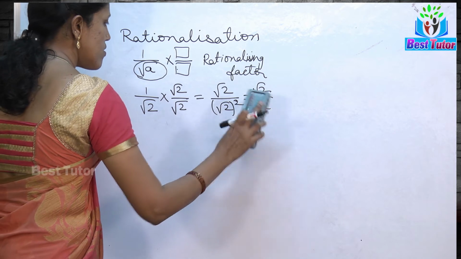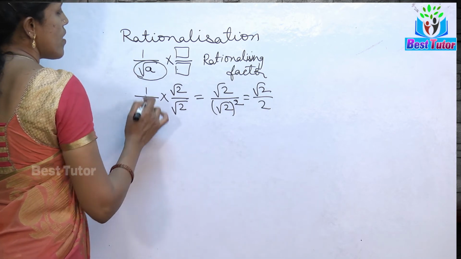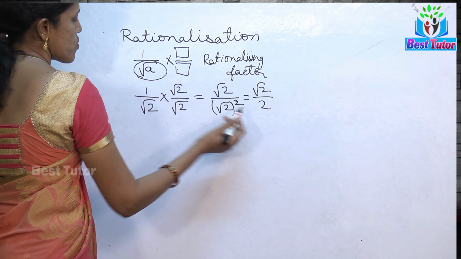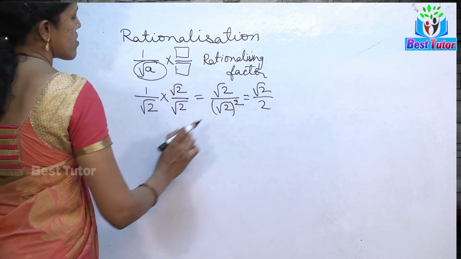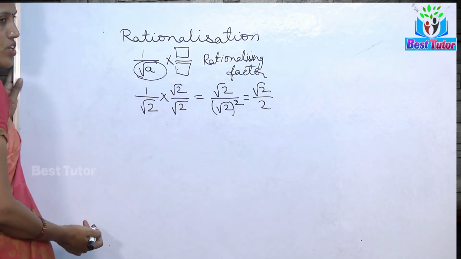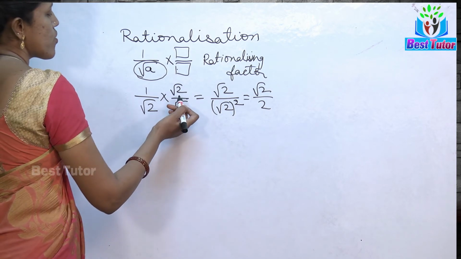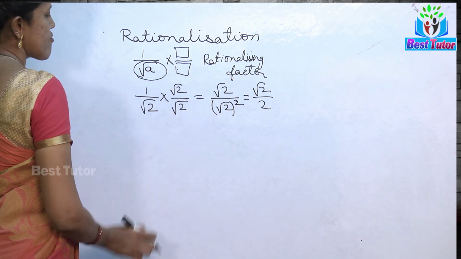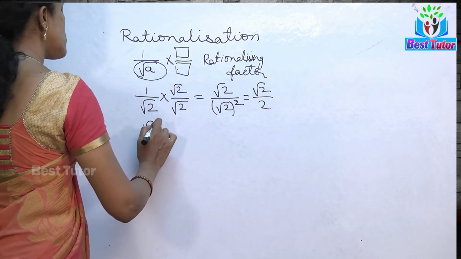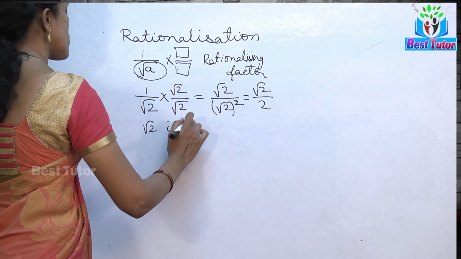So, 1 by root 2 has transformed into root 2 by 2. Here the denominator is irrational. Here the denominator is rational. So, this process is called rationalization, and the factor I use to multiply both the numerator and denominator is called the rationalizing factor. So, root 2 is going to be the rationalizing factor of root 2.